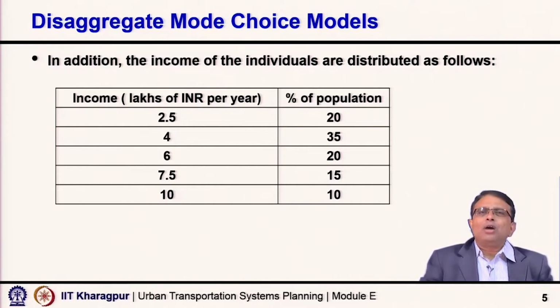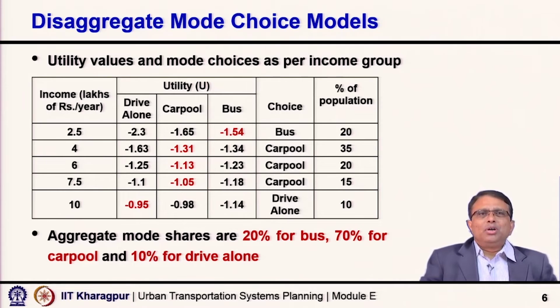So, given this, how to predict then the aggregate behavior? So, it is again simple. We take each group, consider an individual in that group and then taking the travel time, travel cost and the income in that particular group, we calculate the utility. For example, 2.5 lakhs per annum INR income for that group, for a person in that group, the utility of drive alone is minus 2.3, utility of carpool is minus 1.65 and utility of using bus is minus 1.54.